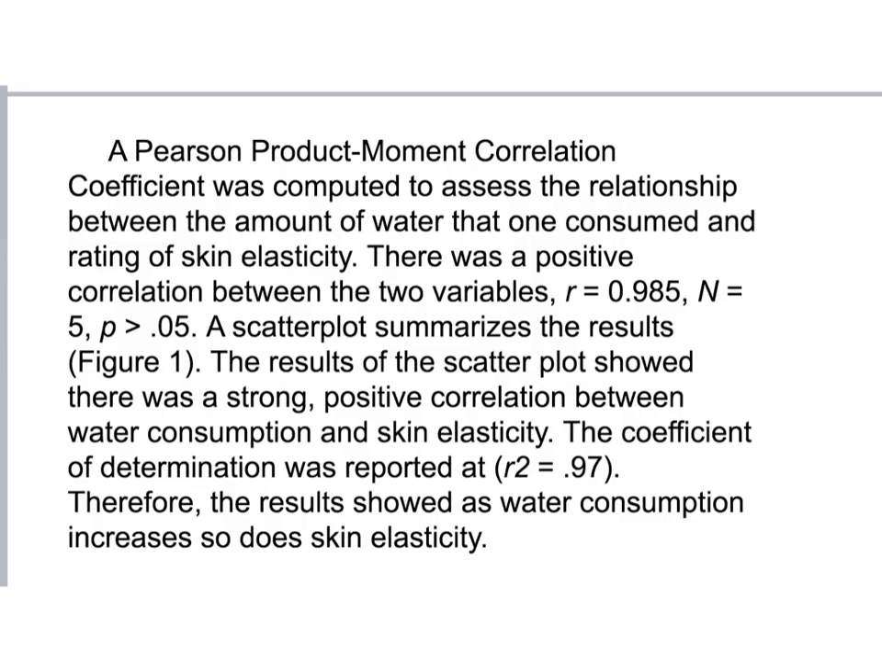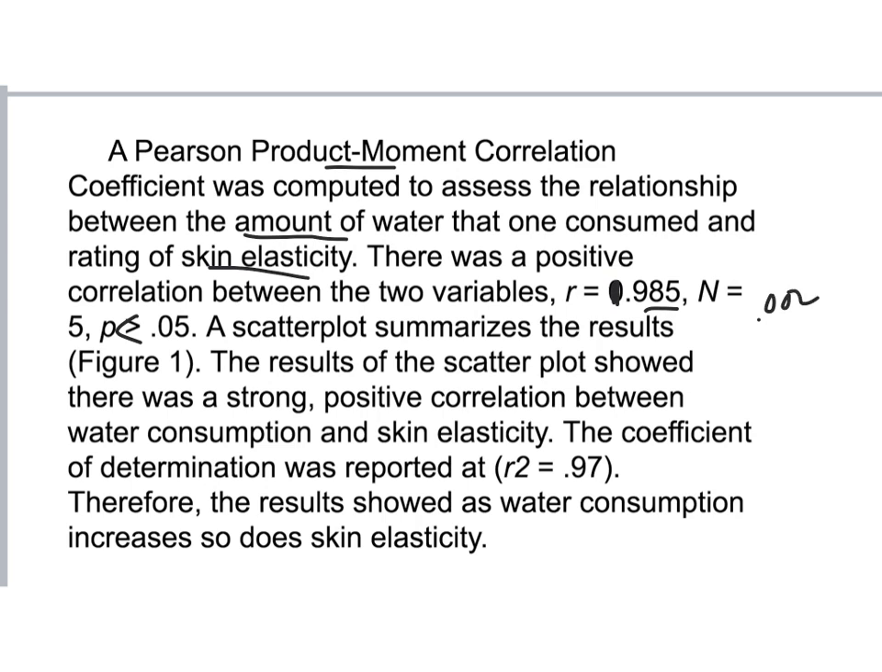Here is the entire write-up. A Pearson product moment correlation was computed to assess the relationship between the amount of water and skin elasticity. There is your test, here is your variable, and here's your second variable. There was a positive correlation between the two variables. R equals 0.985, all three numbers; you can delete the 0 if you want. N, capital N, italicized, equals 5, and p should be less than 0.05, because it was at 0.002.